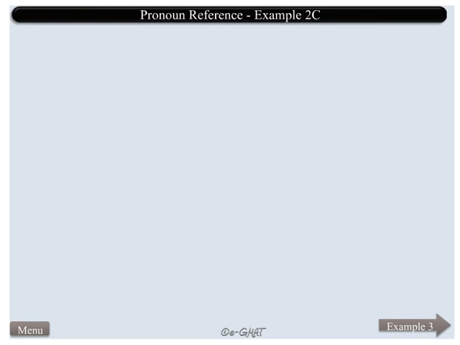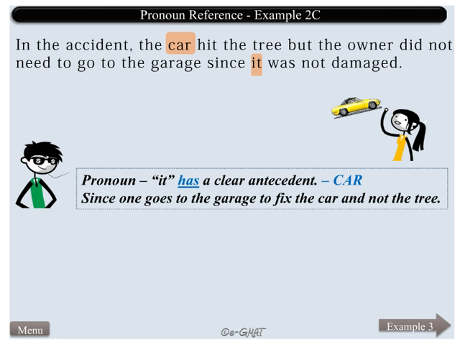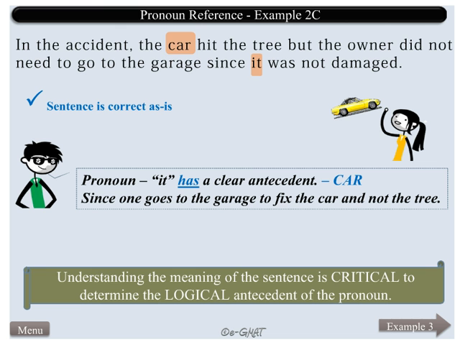Now read the third version of example 2. In this sentence, it clearly refers to car because the latter part of the sentence sets the context. Notice that it only makes sense to take the car to the garage for repair. Hence, the pronoun it cannot refer to tree, because it, tree, will not make sense in the context of the sentence. Once again, notice how the context of the sentence helps to determine the logical antecedent of the pronoun.